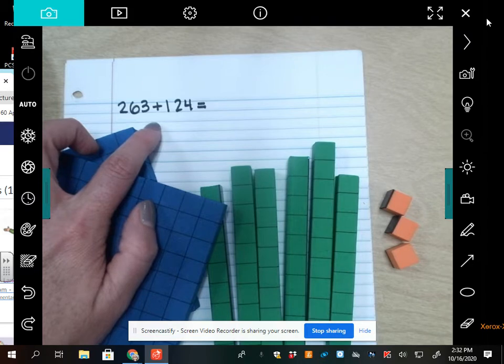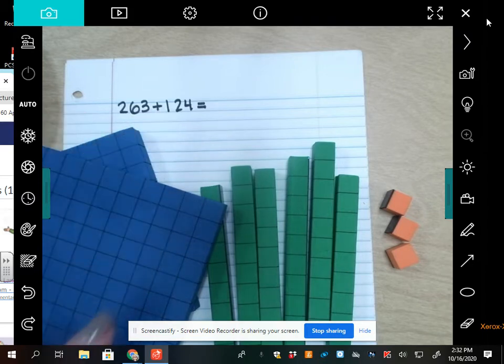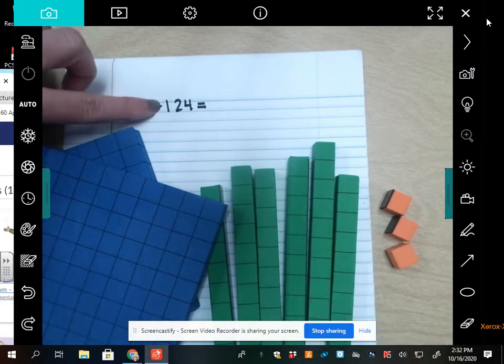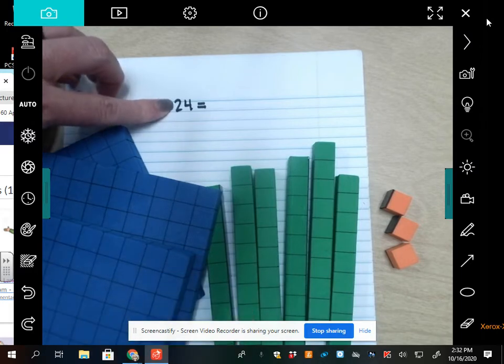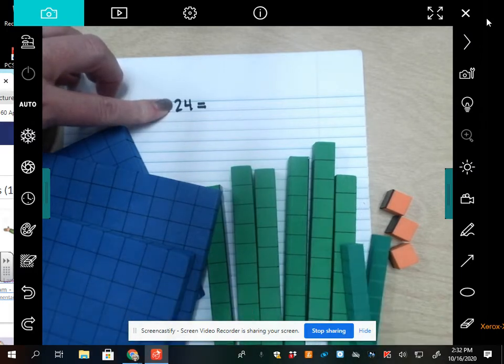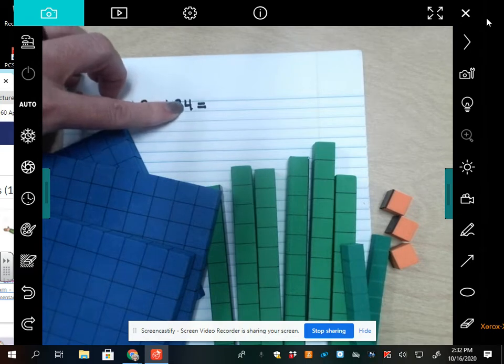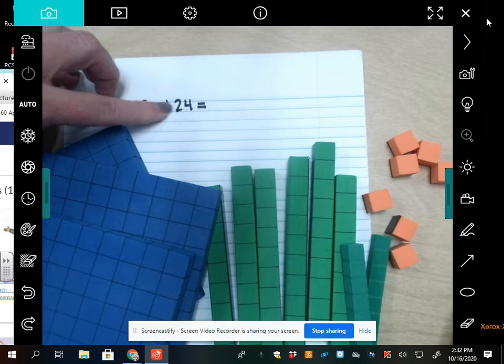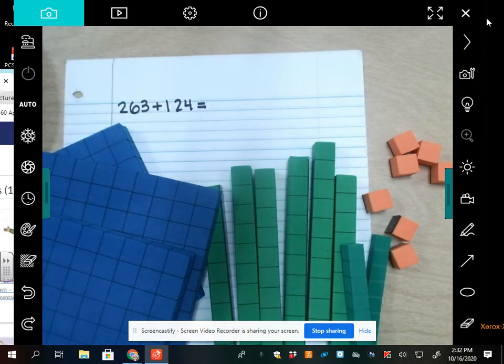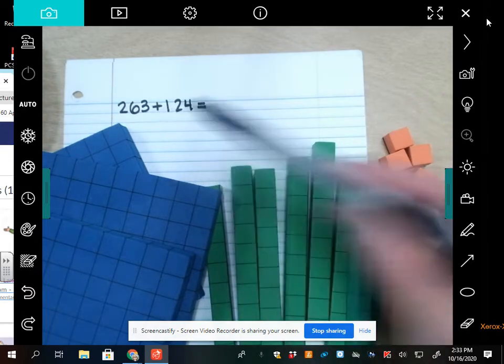Okay. Well, if we're adding, that means I need to put some more here. I'm not going to take anything away. I'm adding, so I need to put some more out. I'm going to put out 100. I need 2 more tens. And then I need 4 more ones. Okay? So now I can go back and I can simply count all these blocks to figure out the answer to this equation.